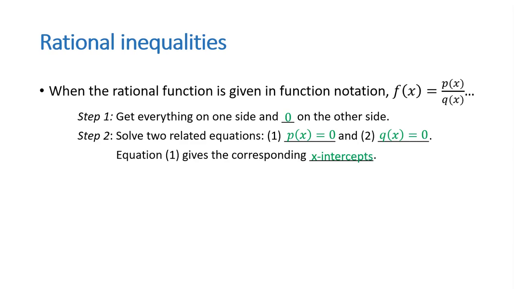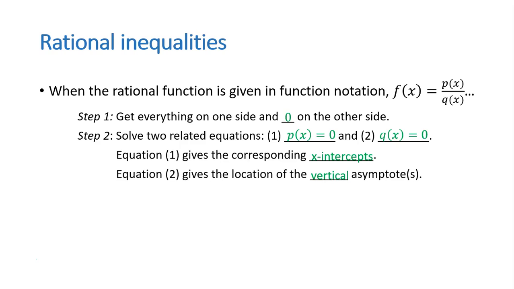Anything that makes the numerator 0 makes the whole function 0, which corresponds, graphically speaking, to x-intercepts. Equation 2, when we set the denominator equal to 0, you may remember that gives us our vertical asymptotes. That gives us those places where we have an undefined value in the domain. So even though it's going to be an endpoint for our solution, it's not an included endpoint.